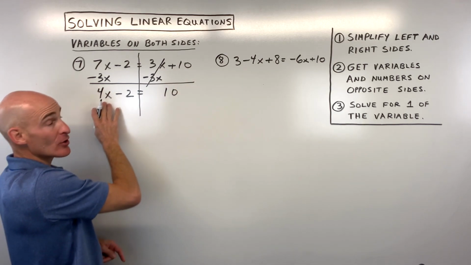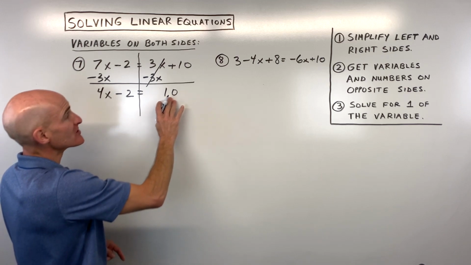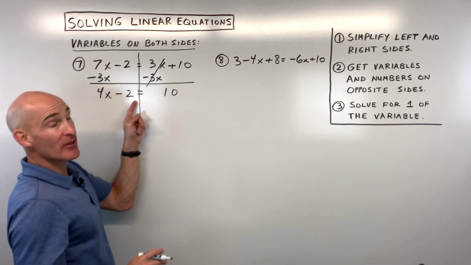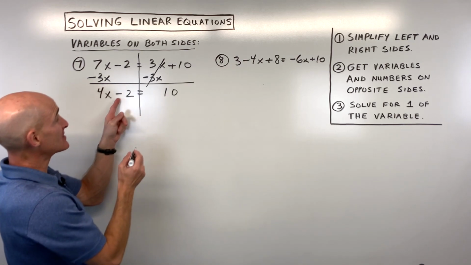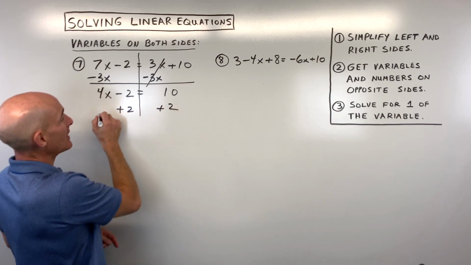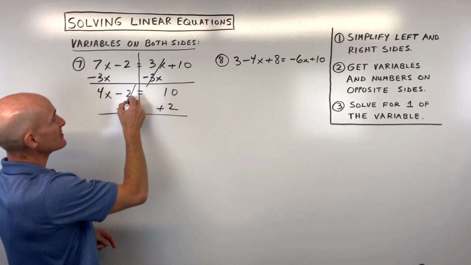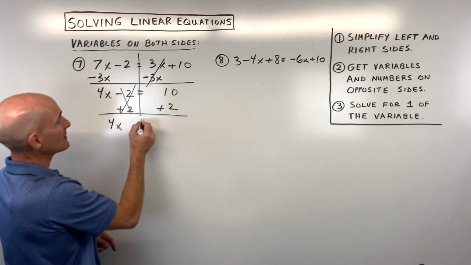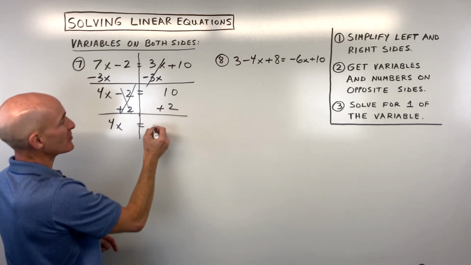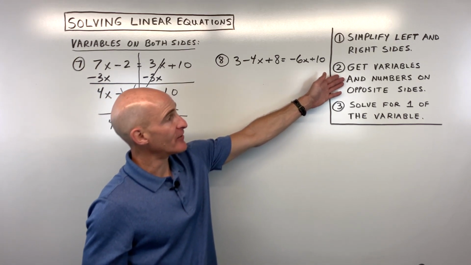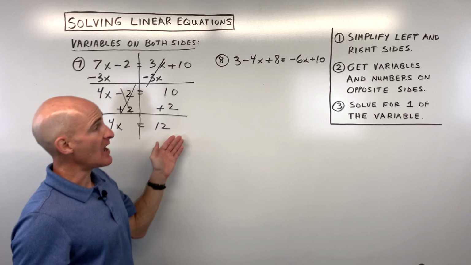Okay, now we've got the variables on the left. We want to get the numbers on the right. How do we get the numbers on the right? We have to get rid of them on the left by doing the opposite. Instead of subtracting 2, we're going to add 2. And we want to do it to both sides to keep it balanced. Negative 2 plus 2 is 0. Let's bring down the 4x. Keep our equal signs lined up. 10 plus 2 is 12. So now you can see we've accomplished getting the variables and the numbers on opposite sides.